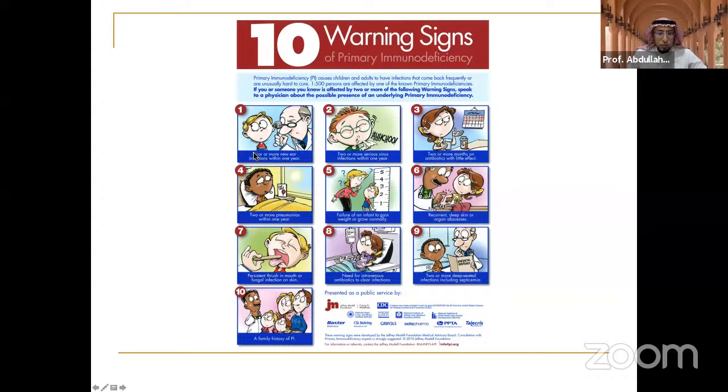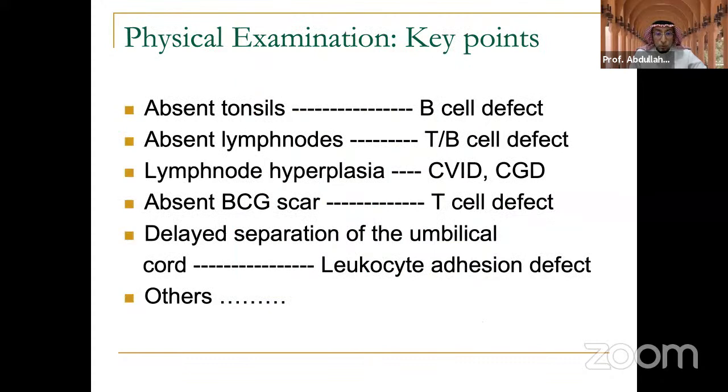For example, development of 4 or more new ear infections within 1 year, especially in toddlers, 2 or more serious sinus infections, or 2 or more pneumonias per year, or requirement of IV antibiotics for infections that usually do not need them, or a prolonged period of therapy, deep abscesses, persistent or recurrent oral thrush, and as I said, family history. So these are important clues.